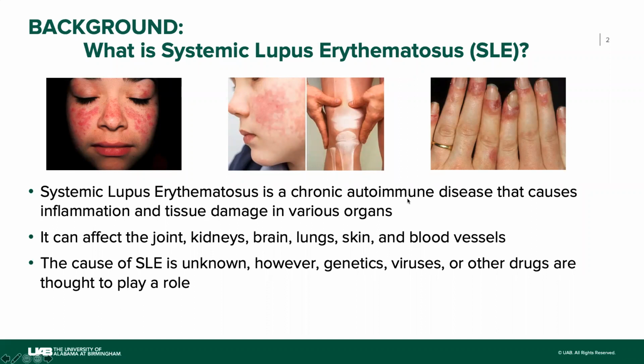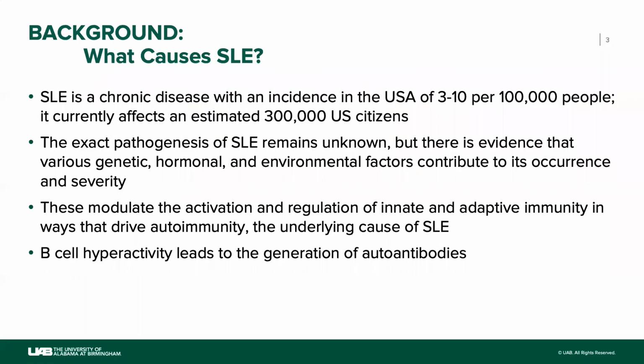So what is systemic lupus erythematosus, or SLE? SLE is a chronic autoimmune disease that is caused by the overproduction of autoantibodies, which leads to the inflammation and tissue damage of various organs, like the kidneys, brains, lungs, skin, blood vessels, and even joints. However, the cause of SLE is still unknown. SLE is a chronic disease with an incidence in the United States of 3 to 10 per 100,000 people, and it currently affects an estimated 300,000 US citizens.